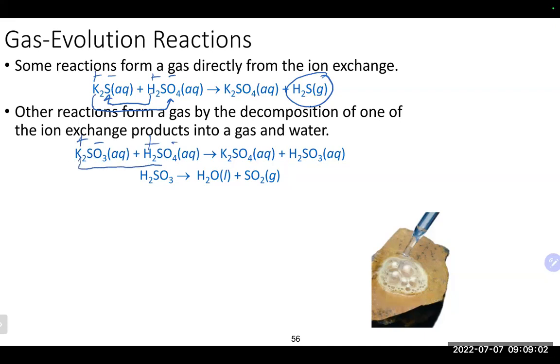Again, the potassium and the sulfate will come together, and the hydrogen and the sulfite will come together. It will actually produce potassium sulfate and sulfurous acid, which is this guy right here. Now, in this case, we didn't directly produce a gas, but something like sulfurous acid will then go through a secondary reaction itself. It actually will go through what is referred to as a decomposition reaction.